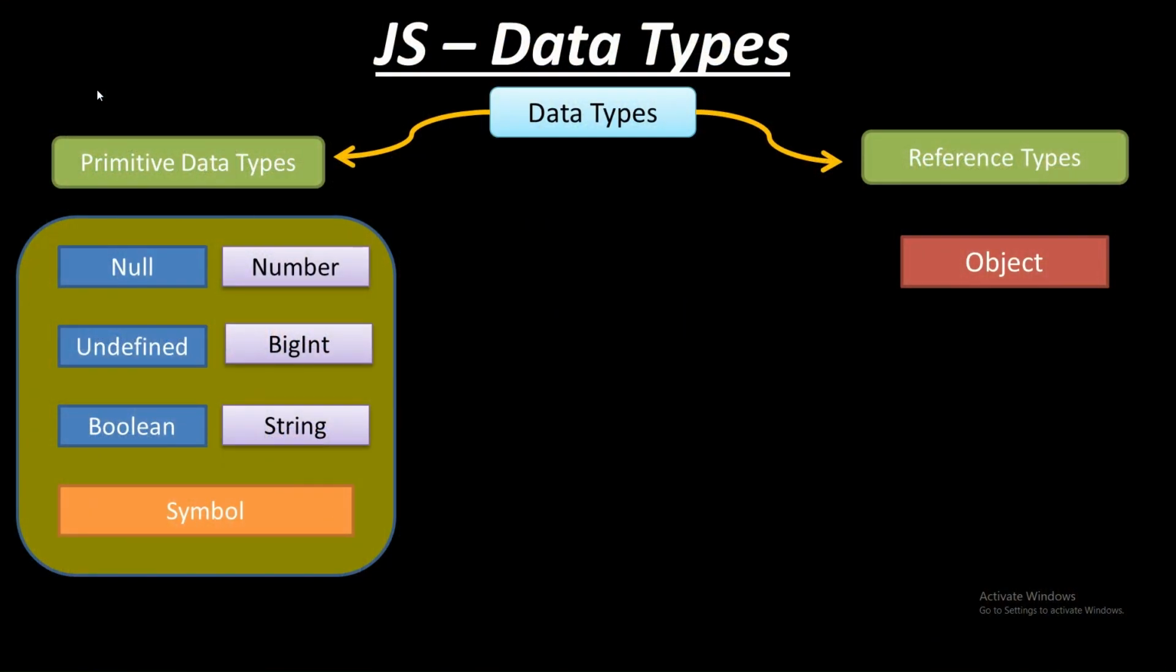Now having a little more explanation of how things are differentiated. So we have two types of data types. One is primitive and one is reference. So the null, number, undefined, BigInt, boolean, string, and symbol come under the primitive data types, and the object comes under reference data types. Let's see them in action.